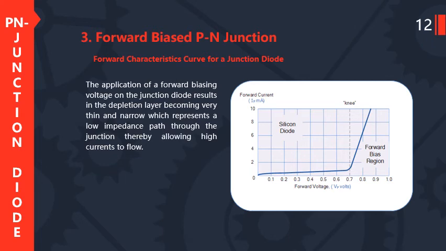The application of the forward biasing voltage on the junction diode results in the depletion layer becoming very thin and narrow, which represents a low impedance path through the junction, thereby allowing the high current to flow.